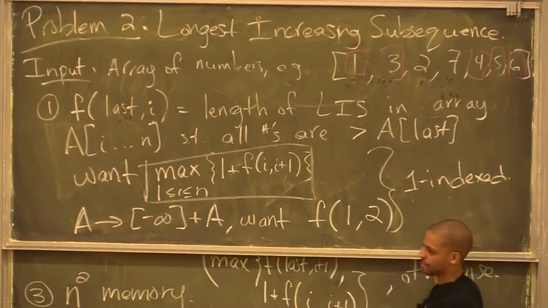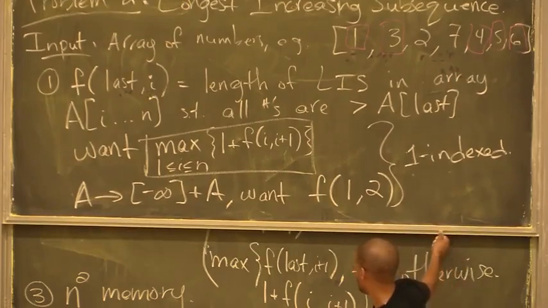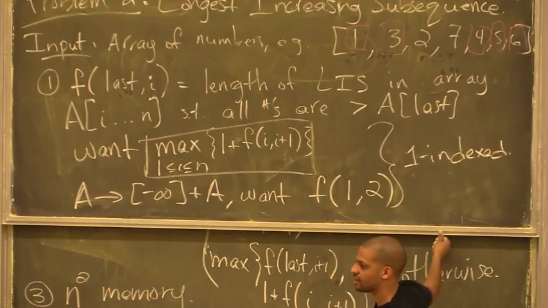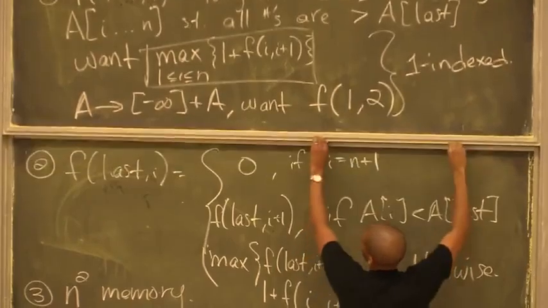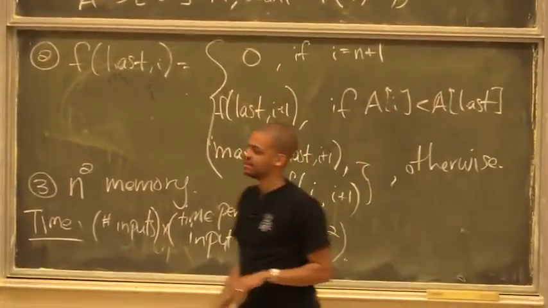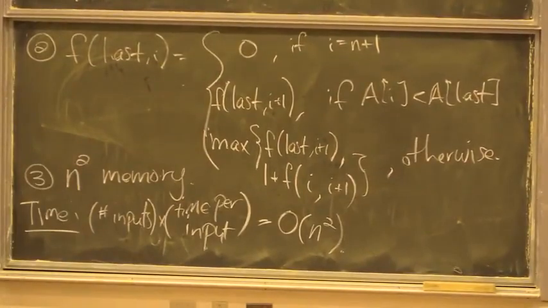Yeah. In the runtime? What about it? The number of inputs. Oh, well, we said there are n possibilities for last. There are n possibilities for I, or n plus 1 possibilities for I. So the total number of inputs is roughly n squared. That was a top-down implementation. That's right.